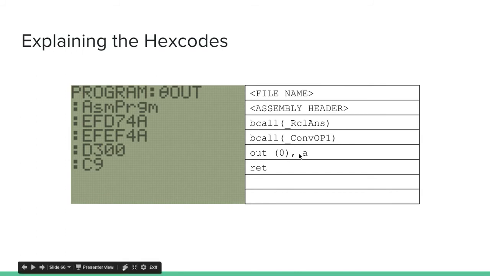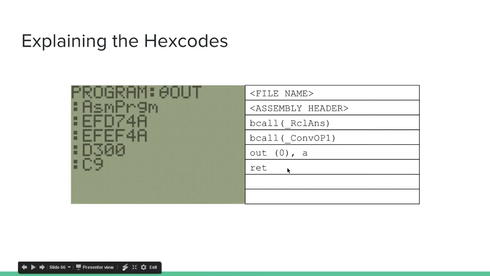Then out 0 comma A, this is what this D300 is. D3 is the processor instruction to write data to a port, and that it writes the data stored in the address A, and the port is the next byte, and that's 0. Port 0 is your IO port.